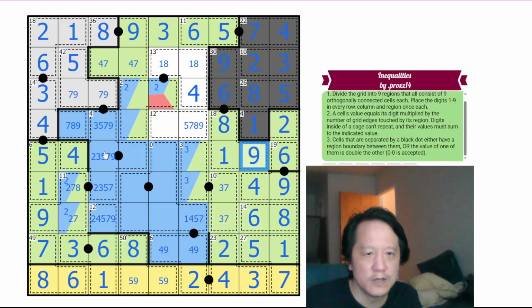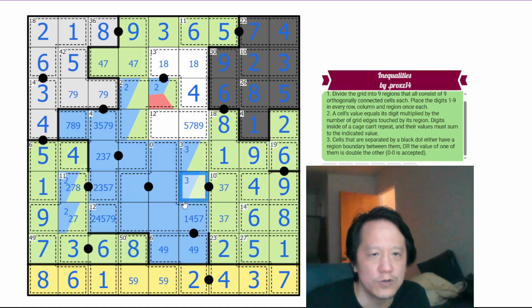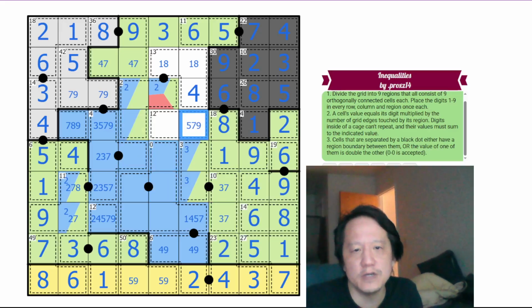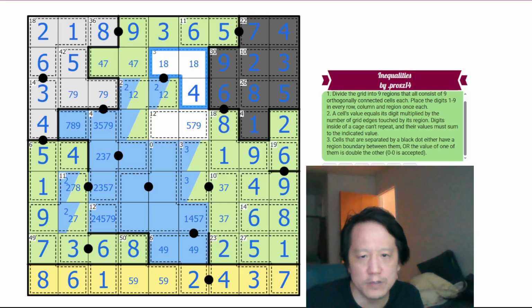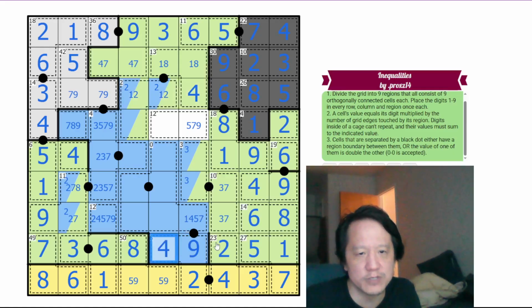Okay. No 5 here, no 9 here because of 5 and 9 in the row. This can't be 8. None of these can be doubled anymore. So 2 has to be one of these 2 here. This is a 1-2 pair. All of these must be green. We have 4 here. That eliminates 4 here. So this is 9, which makes that 4. That eliminates 4 in the rest of the column.